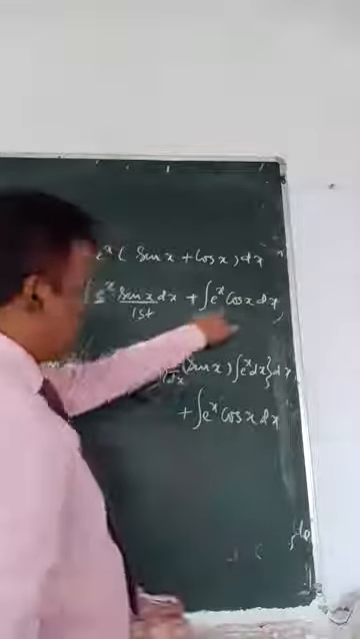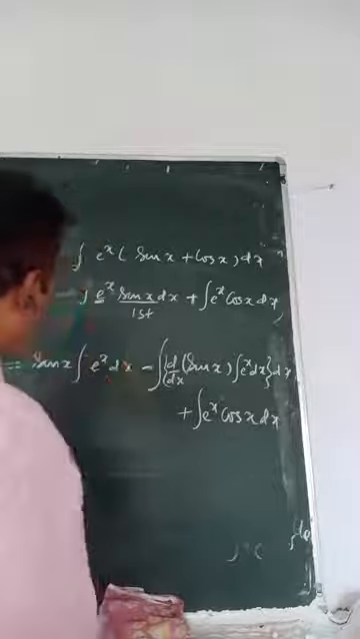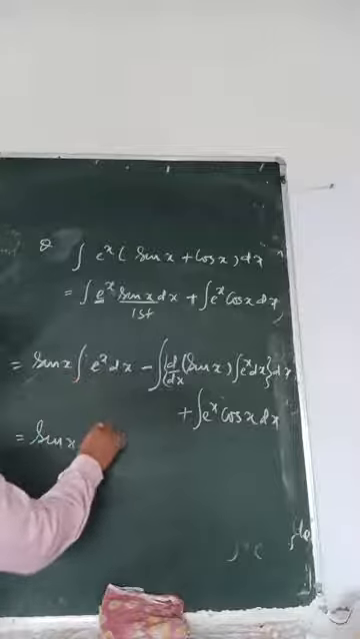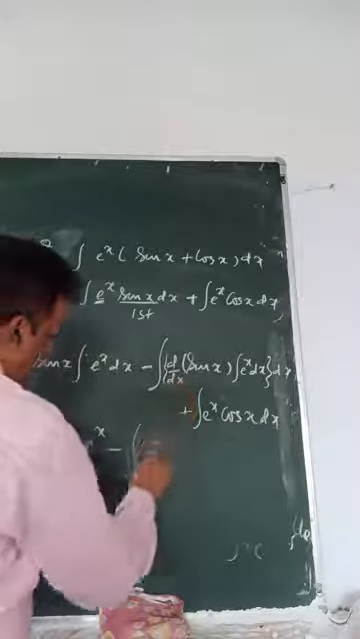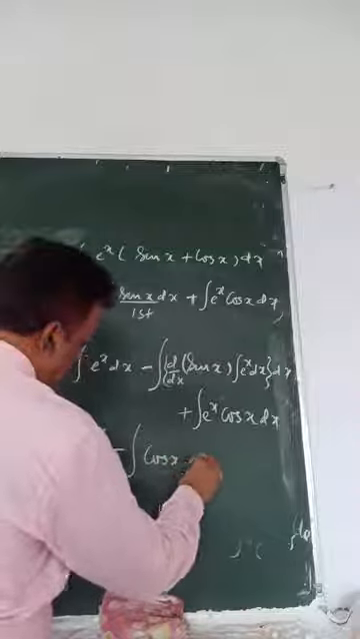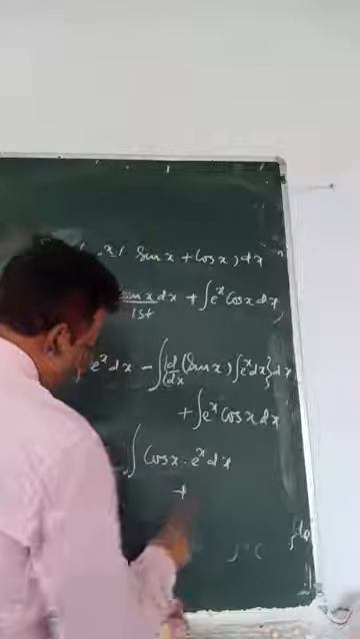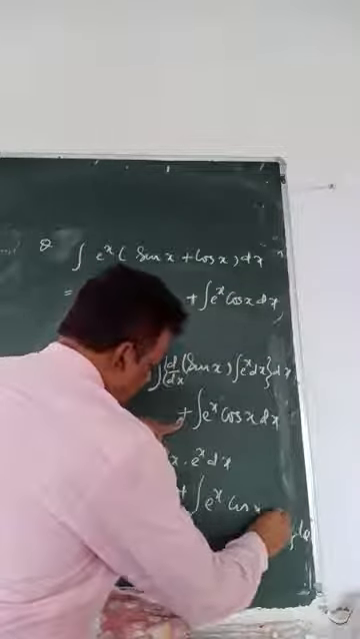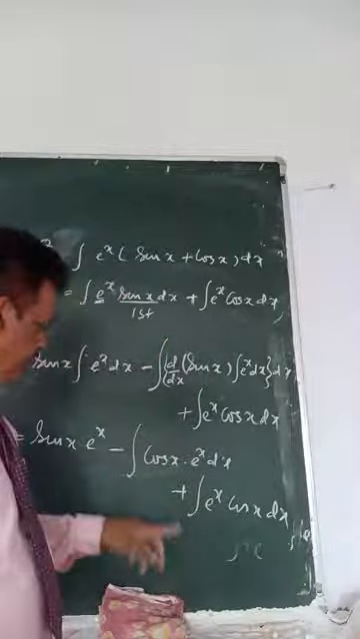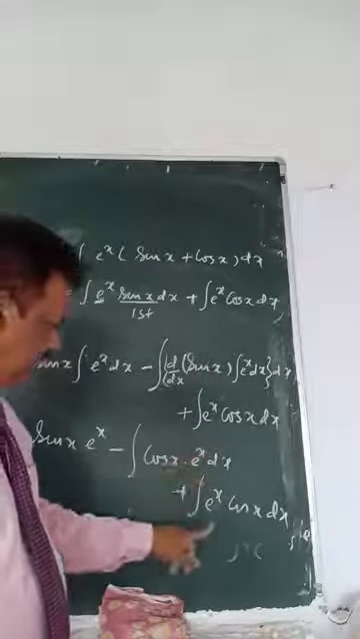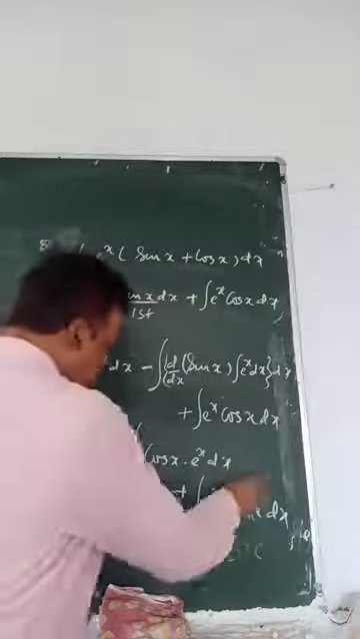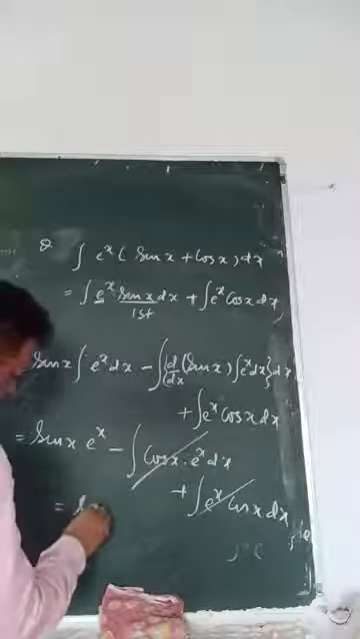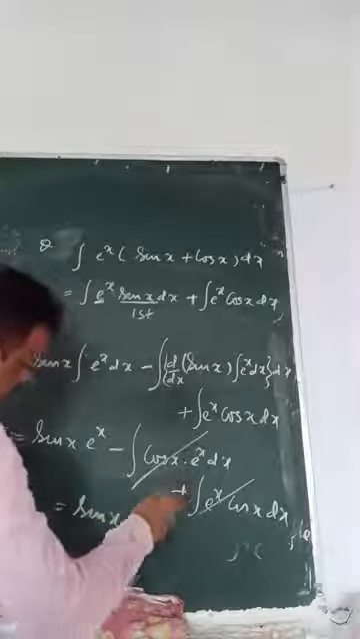We are not going to integrate this. We are integrating this part. So the result: sin x e to the power x, the integration of e to the power x, minus the integration of cos x e to the power x dx. This is done. This will remain same: e to the power x cos x dx. Now you check: minus cos x e to the power x dx plus cos x e to the power x dx. This will be cancelled. This is called the cancellation method. So the result is sin x e to the power x.